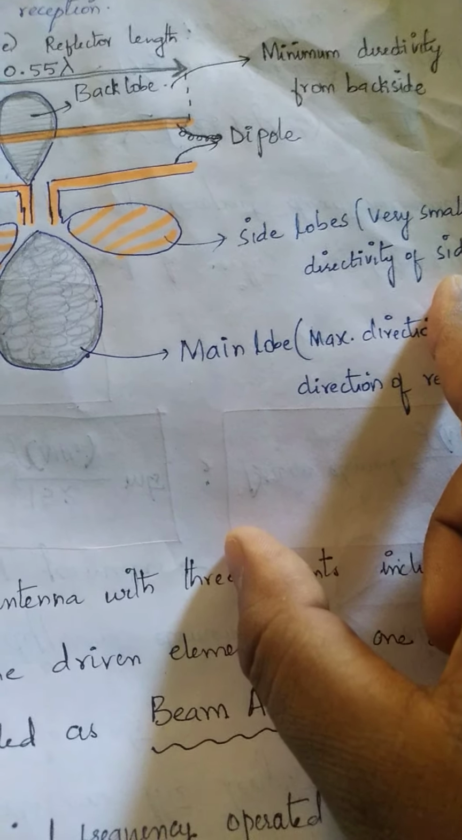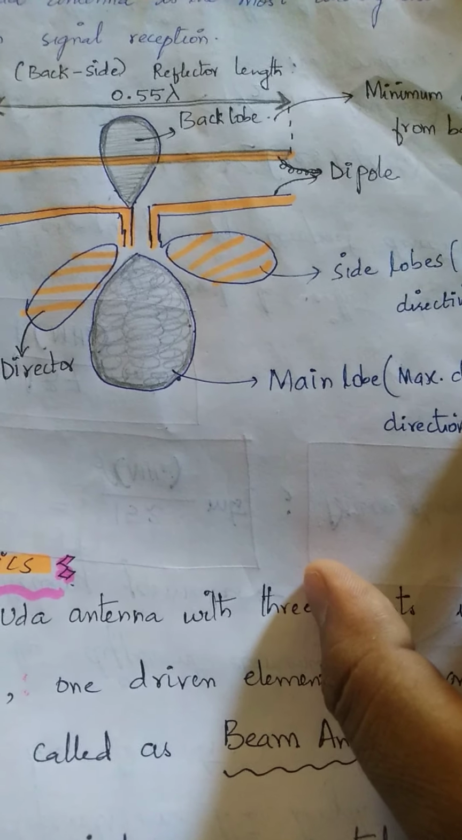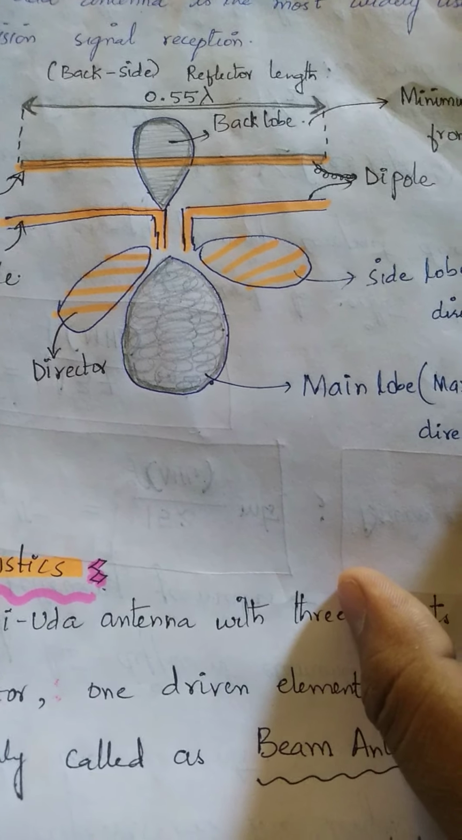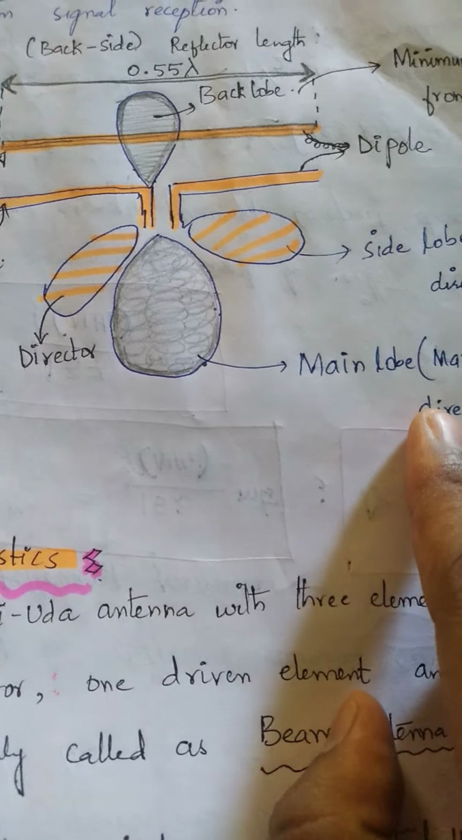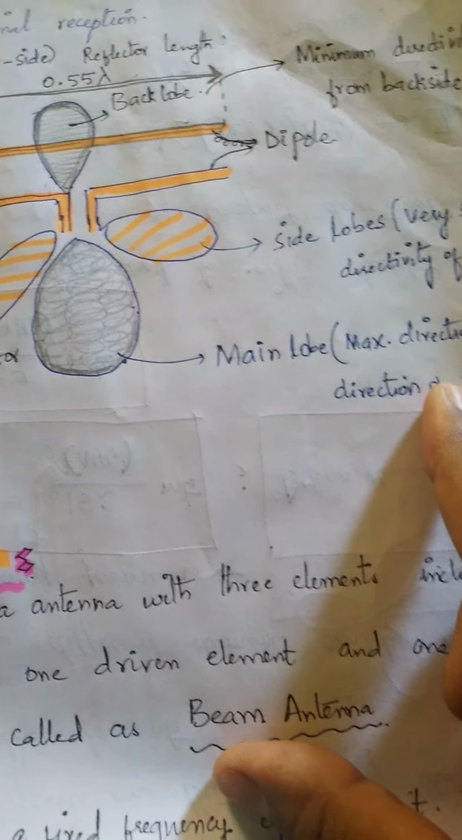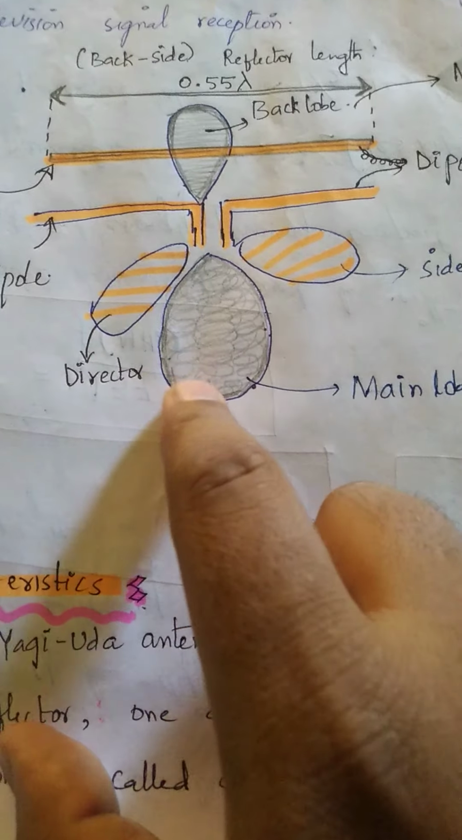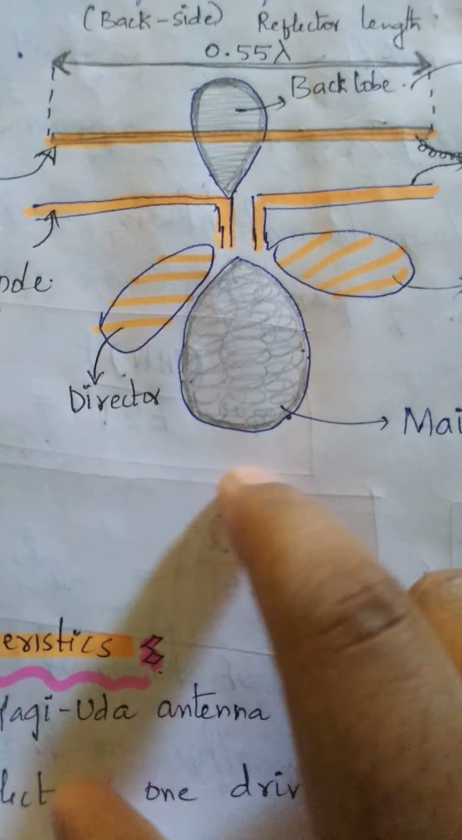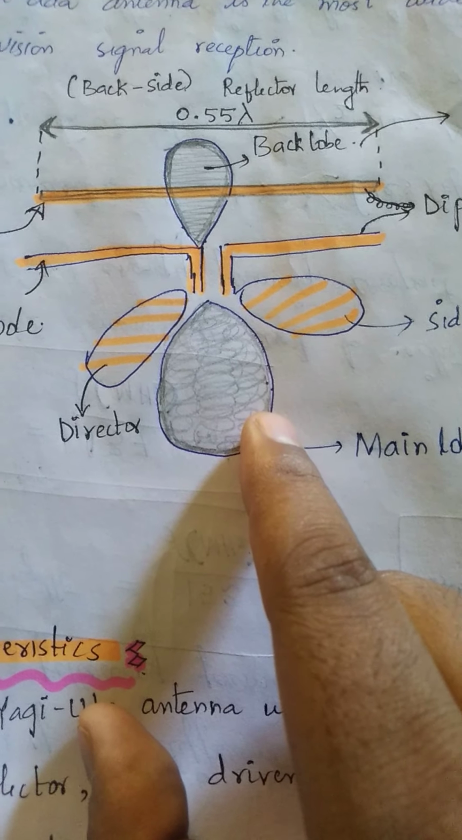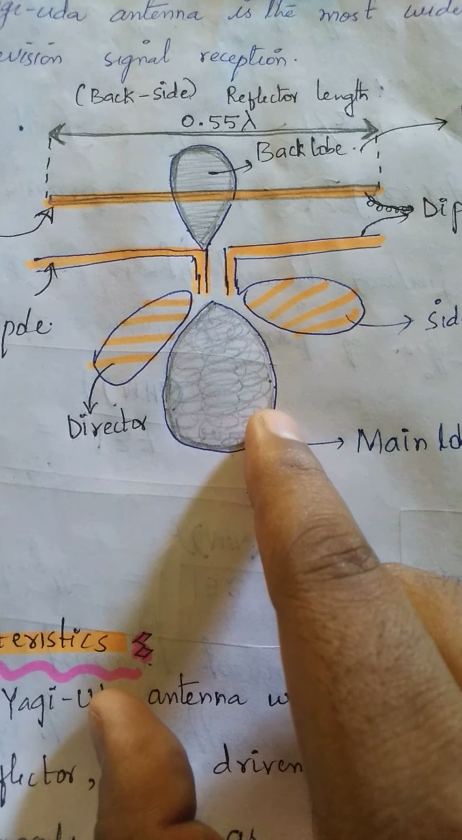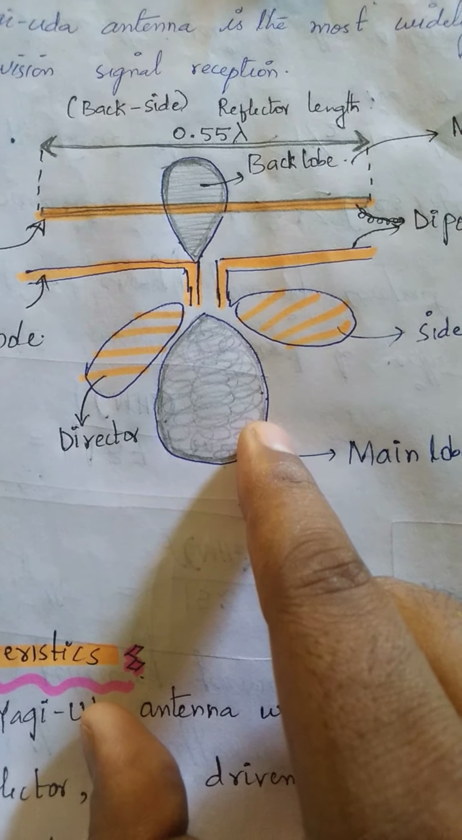Since these are on the sides, this is called the side lobe, with very small directivity at the sides. So when we want to see the directivity of an antenna for this side lobe, it will get the minimum. Likewise, if you see the main lobe, it has maximum directivity because we are getting the radiation pattern in this specific direction only. So based upon these dimensions, the back side of your Yagi-Uda antenna is going to be obtained.